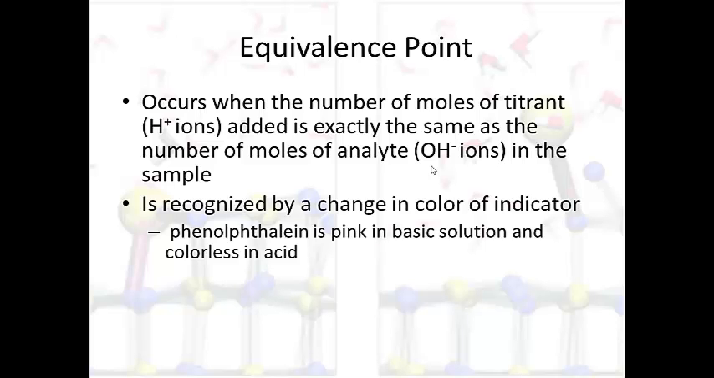We recognize the equivalence point by a change in color of an indicator. We're using phenolphthalein in this experiment and it's pink in basic solution. Now our sample is basic. We have our hydroxide in our sample, and pink is the color that phenolphthalein is in basic solution. So it's going to start out pink and you'll be adding acid. Once the equivalence point is reached, then you will have that color change from pink to colorless.